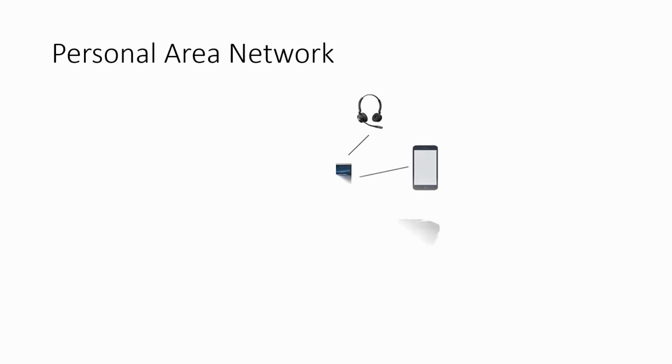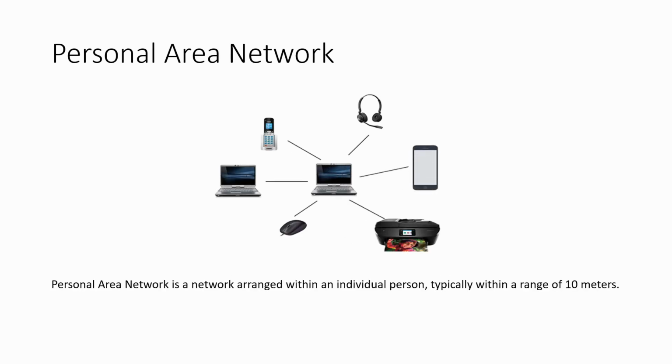Personal Area Network, PAN, is a network arranged within an individual person, typically within a range of 10 meters. It is used for connecting the computer devices of personal use. Personal area network covers an area of 30 feet.